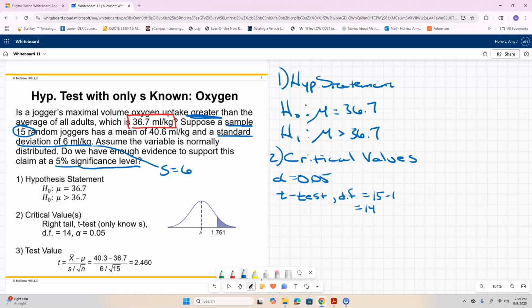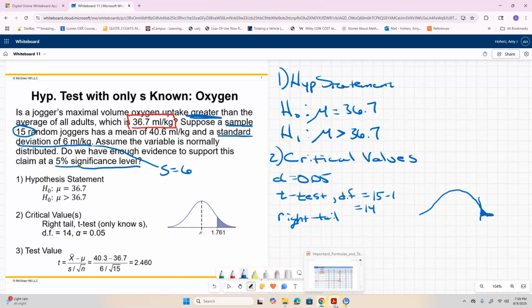And then the last thing we need to know is if it's one tail or two tail, so that we can get to the right row on our table. And this is only greater than, so this is a right tail test. Only greater than is what we're interested in. So we're talking about right tail. So right tail t-test with degrees of freedom 14, alpha 0.05.